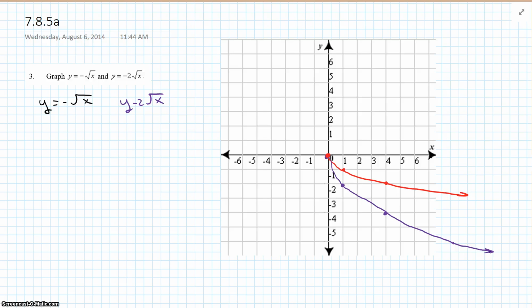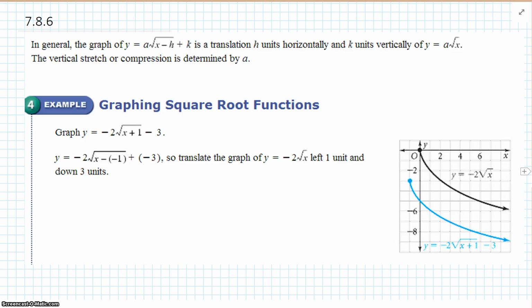And again, when I have a radical sign, when I have a radicand, I'm thinking of using things that are perfect squares to get it to 0, 4, 9, and 16 if needed. Okay? Going on to the next example.